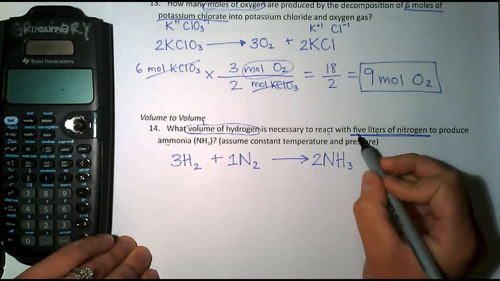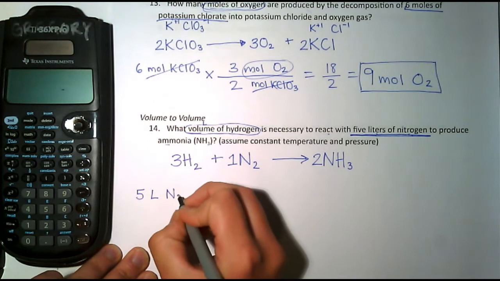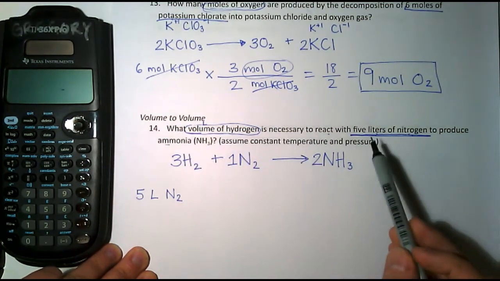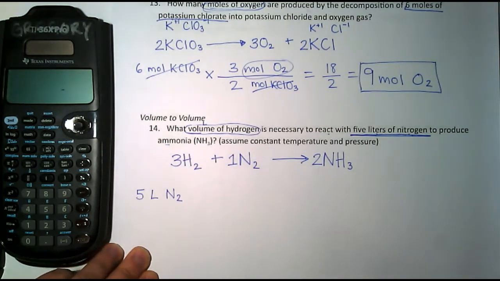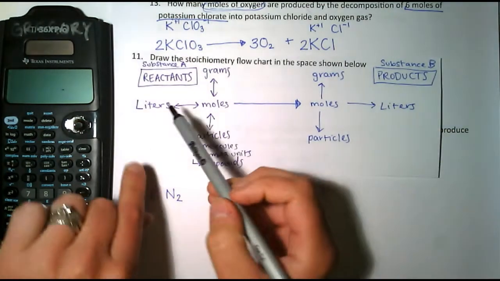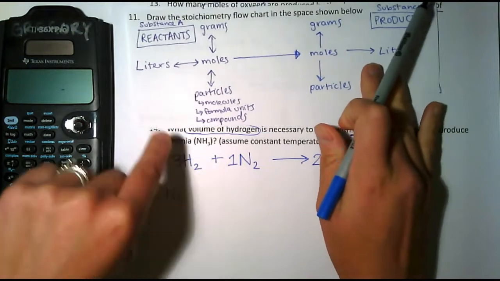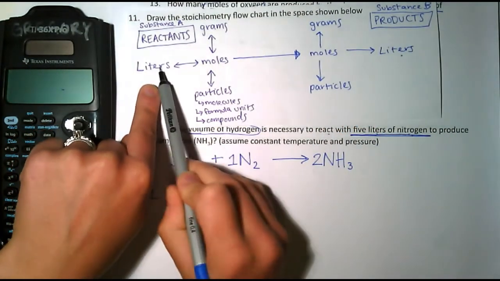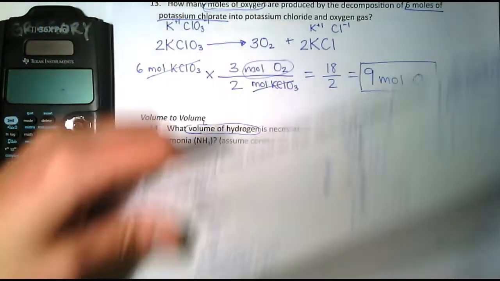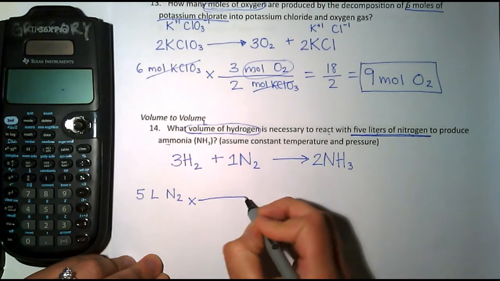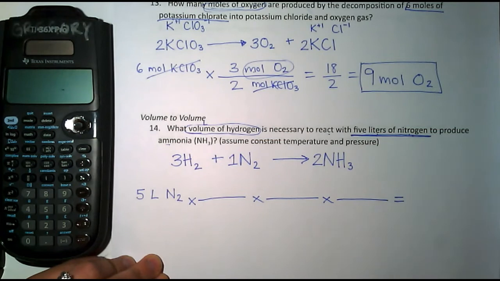So now, we have 5 liters of nitrogen, so we're going to write that down, 5 liters of N2. And they are reacting with some amount of hydrogen. We want to figure out what volume of hydrogen. So we're starting with liters of one thing, and we want to go all the way over to liters of a different thing. So that's going to be 1, 2, 3 steps. So I'm going to go ahead and write 3 conversion factor lines. 1, 2, 3. And then my answer will end up over here.